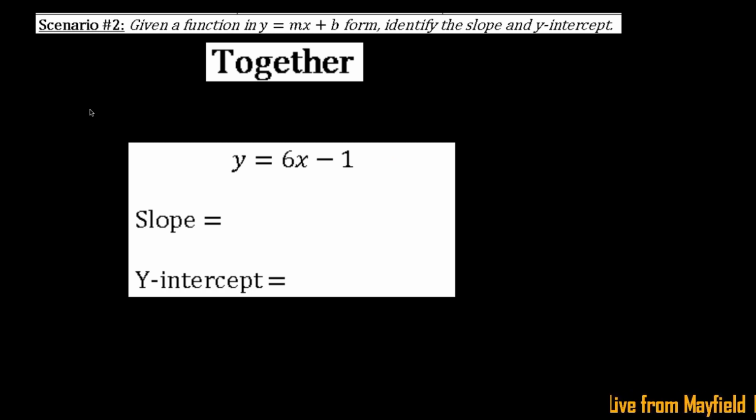All right, for one that we can do together, this function looks like this. It says y equals 6x minus 1. And so I can highlight in green. I can say, all right, I know my slope is going to be 6, so I have +6 as my slope. And then I highlight the y-intercept as -1. So I'd say my slope for this function is +6, and my y-intercept is -1.